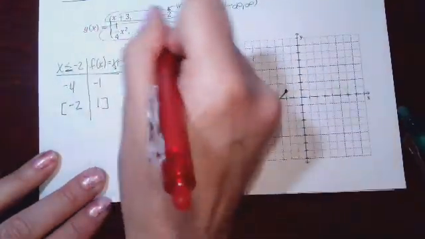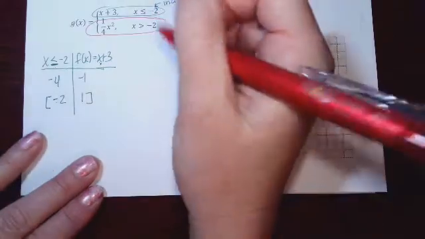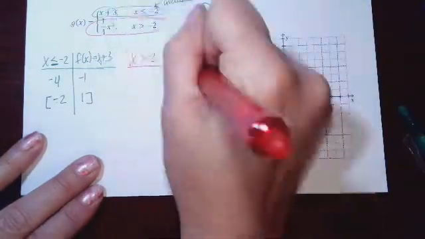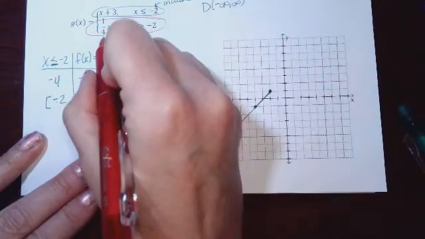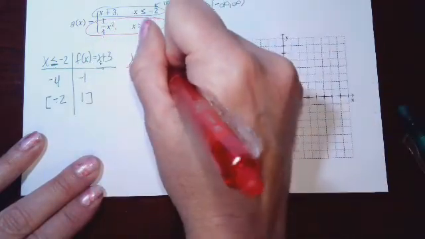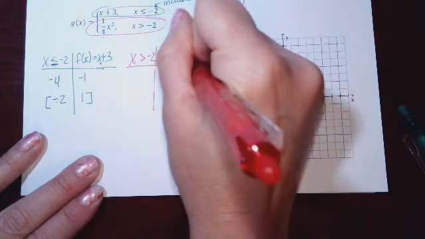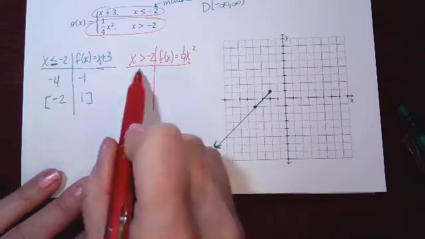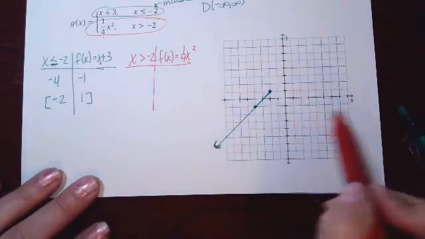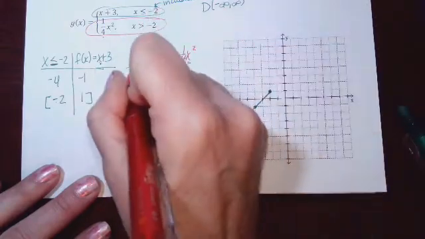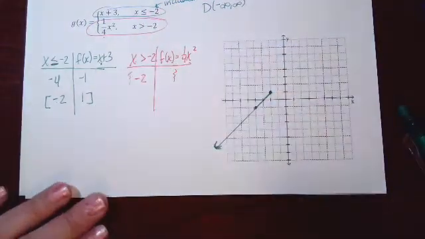Now, this other piece, this second piece of this function, is quadratic. It's for x values greater than negative 2. And I've got my parent function shrunk by a factor of 1/4. So f of x equals 1/4 x squared. Okay, greater than negative 2. So it's going to be this right-hand piece of the graph. At x equals negative 2, I have to use that, but it's going to be an open circle. It's not going to be filled in.